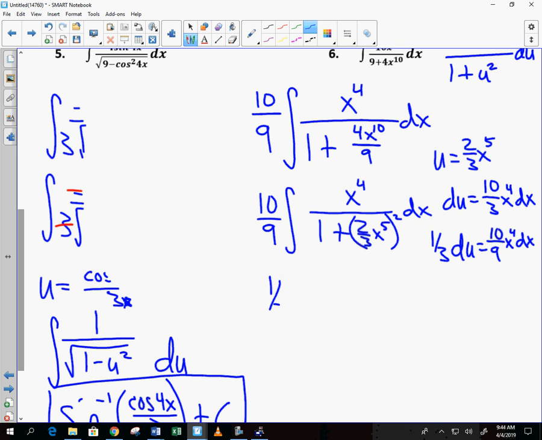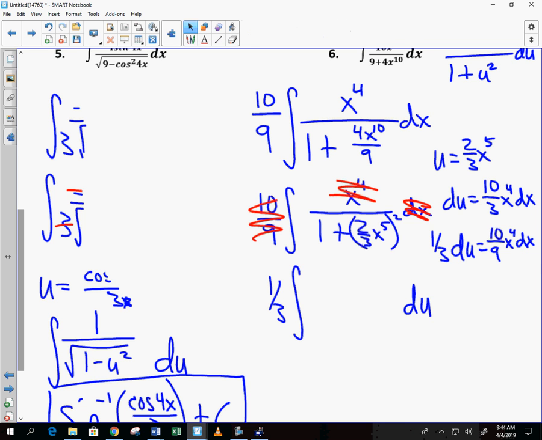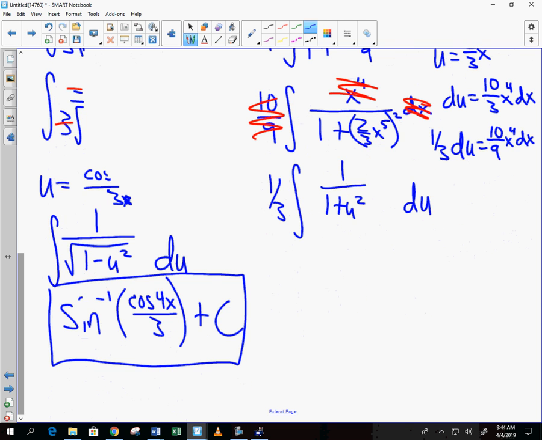So I do the 1/3, I do the integral, I do the du. What do I cross off? Yep, the x to the 4th is gone, the 10/9 is gone, the dx is gone. What remains? What is the antiderivative of 1 over 1 plus u squared? Tangent inverse of.